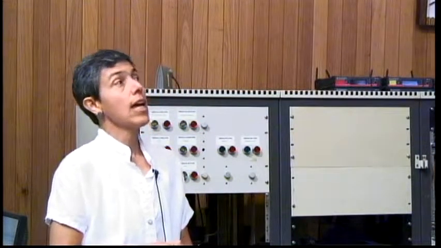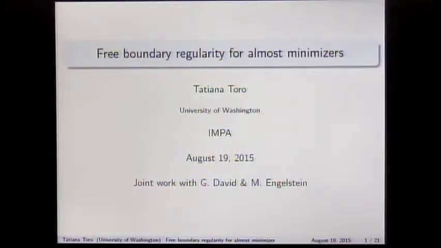Okay, so let me tell you what the corresponding minimizing problem is. Oh, before I forget, this is joint work, all of it with Guy David and part of it with Max Engelstein. Let me advertise Max. Max is a grad student at Chicago currently. He'll be graduating next year. He's a student of Carlos Kenig.